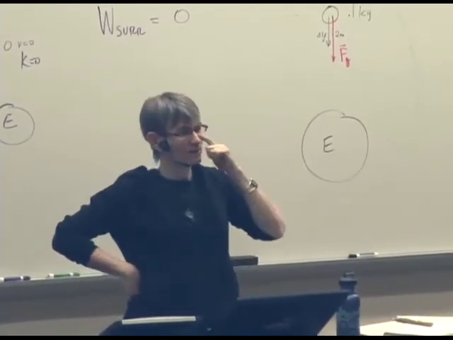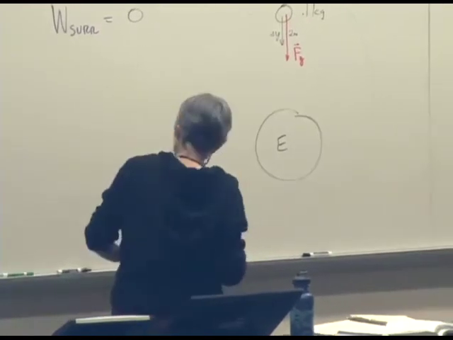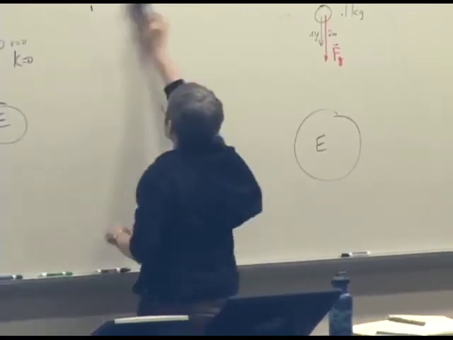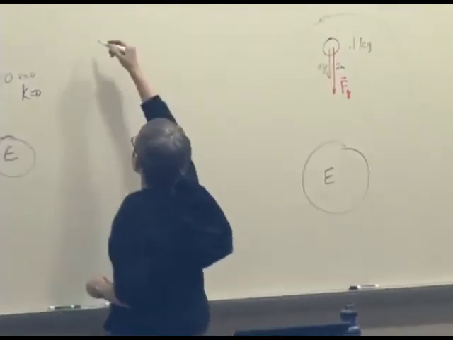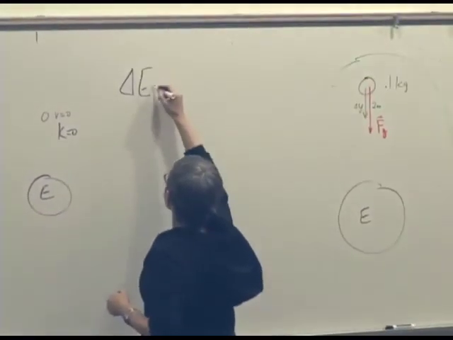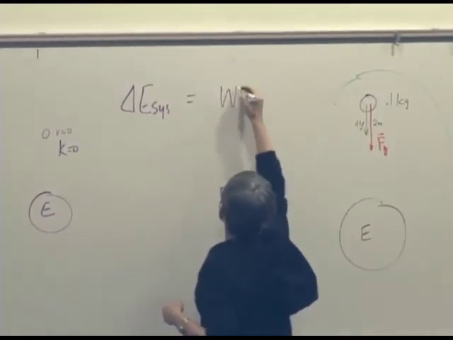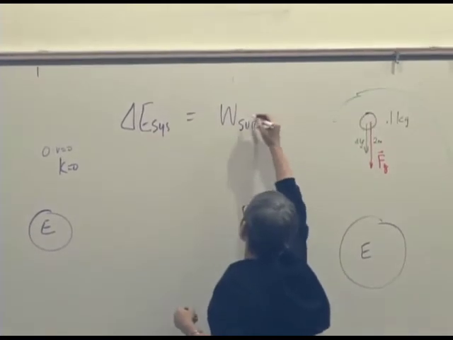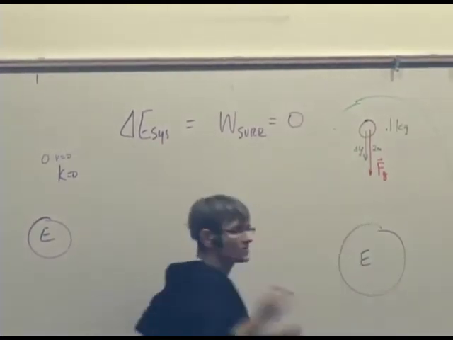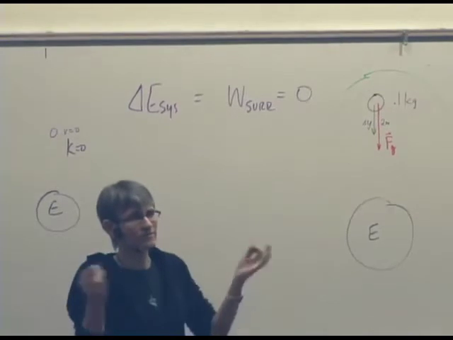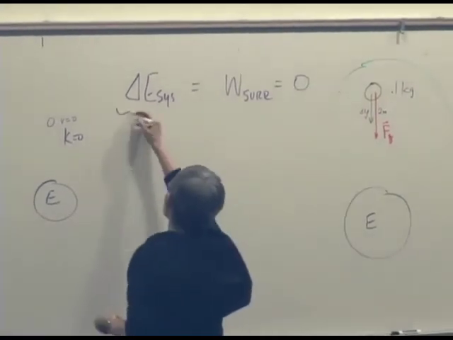It looks like either the energy principle isn't right. So we've got the change in energy of the system is the work done by the surroundings, which you correctly said was 0 because there isn't much in the surroundings. And what's the change in energy of the system?